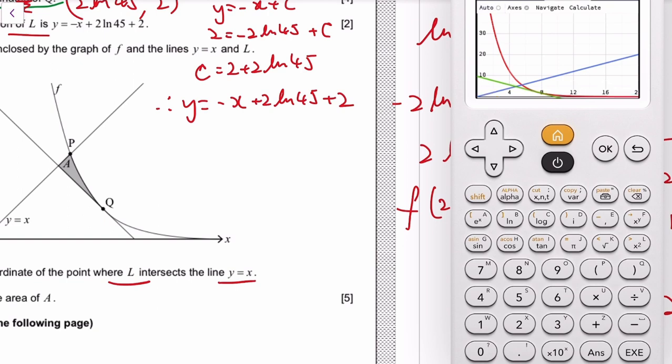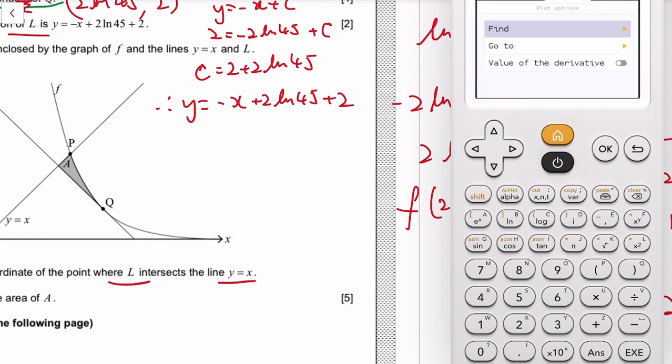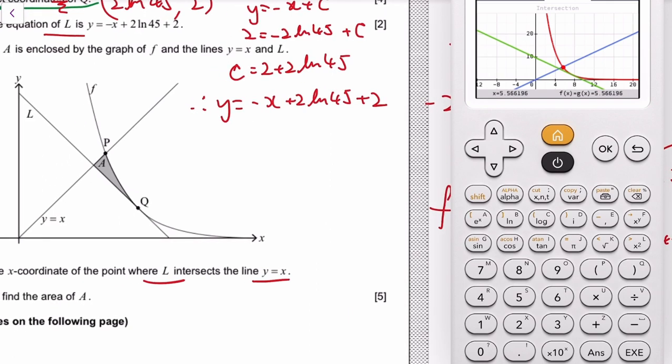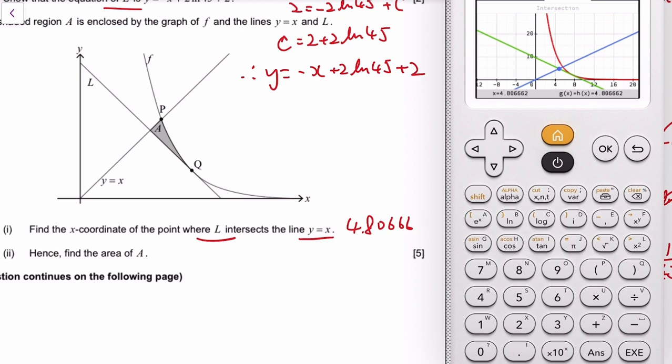Okay, yeah. Oh, we want the intersection, right? Which intersection do we have? Do we want L with y equal to x? So that's, my calculator doesn't want to give me that. I think I need to move to, yeah, I want that. Is 4.8, 4.80666, okay? X coordinate. Hence find the area.